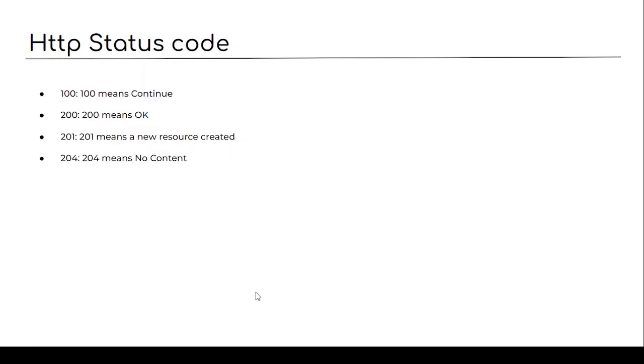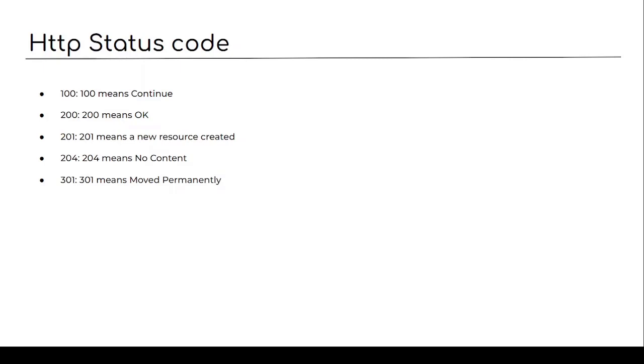The next one is 204, which means no content. It indicates that a request has succeeded but the client does not need to navigate away from its current page. If the server processes the request successfully and it is not returning any content, then in that case you will get a 204 code.